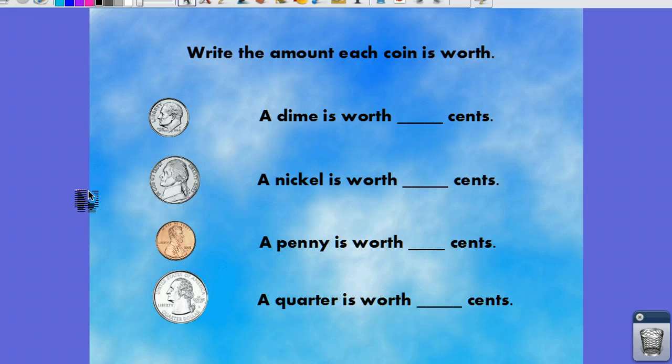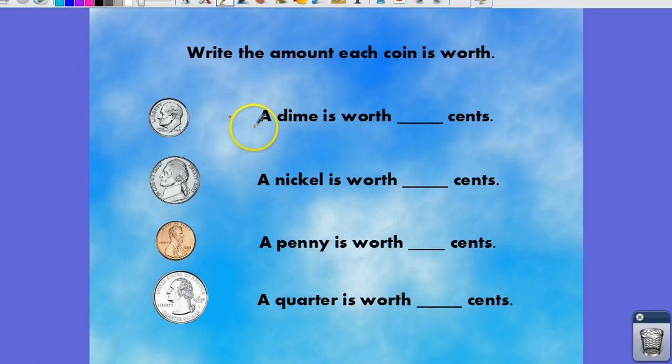Let's take a little quiz on the value of those coins one more time. On your whiteboard, I want you to write the answers to these sentences. You can make a list of 4 lines on your whiteboard to match. Let's read them together before you start. A dime is worth cents. A nickel is worth cents. A penny is worth cents. A quarter is worth cents. Write those values on your whiteboard in this order. Press pause to work. Press play when you're ready to check.